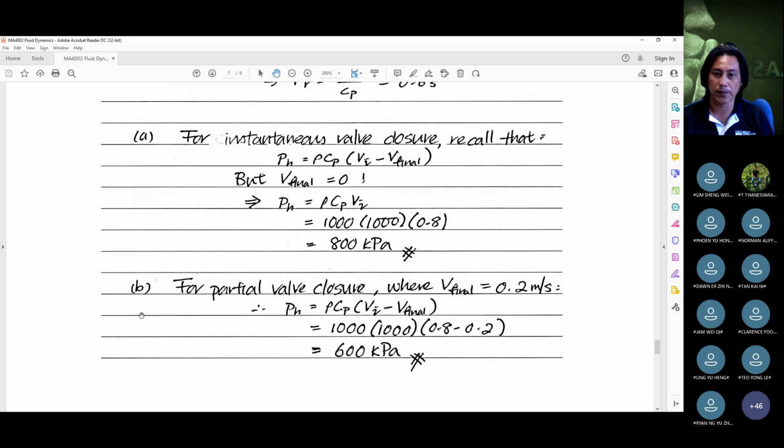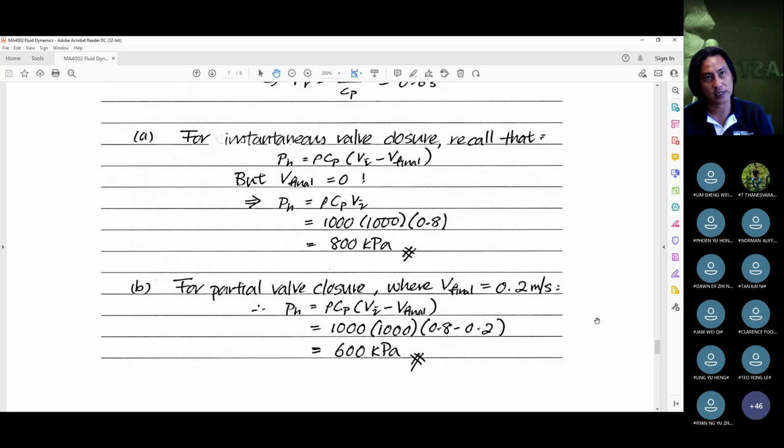For part B, we're presented with a scenario whereby the valve is partially closed, but instantaneously. Thankfully, this makes things easier because we can still make use of the original equation, except that we have a non-zero final flow velocity. V final is actually 0.2 meters per second as opposed to 0. Since we're using the same formula, chucking in the relevant values will not be difficult. We do have an extra minus 0.2 here, and I'm quite sure you can work out that the water hammer pressure is a fair bit lower compared to part A.